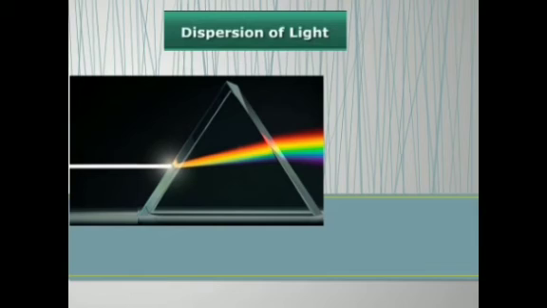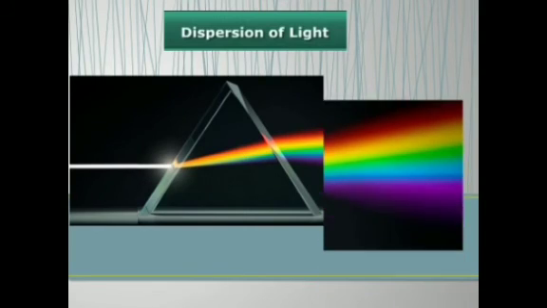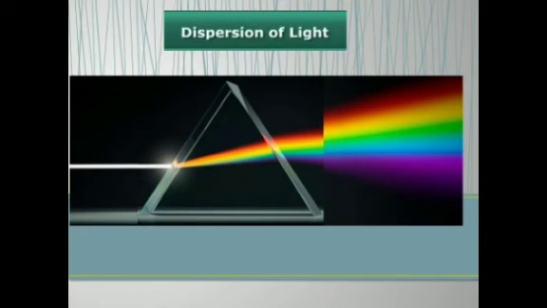Now I will start a new topic, dispersion of light. The phenomenon of splitting of white light into its different component colors when passed through a prism is called dispersion of light. Now by the help of diagram you can understand easily. This is the light. When you hit the light in a transparent prism, the splitting of white light into different component colors when passed through a prism is called dispersion of light.